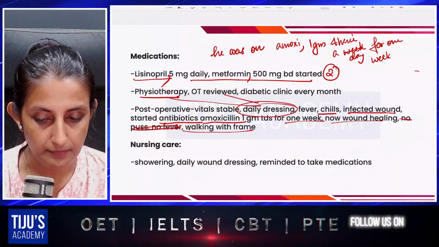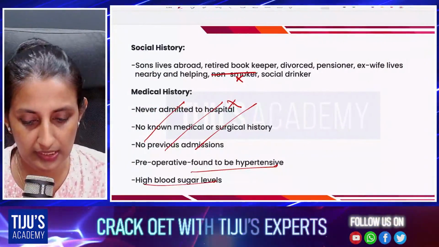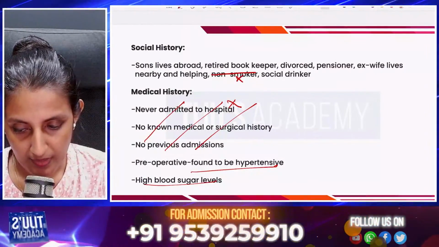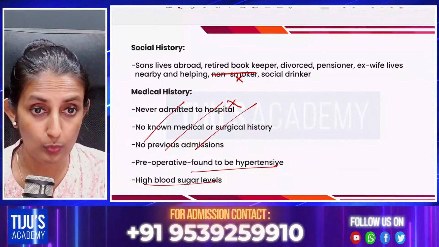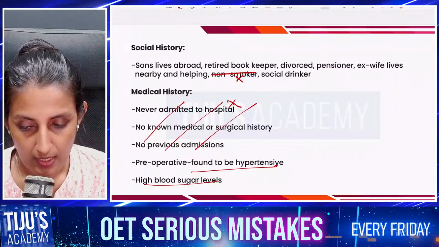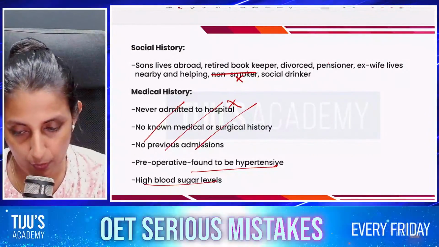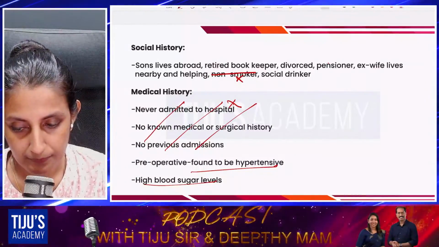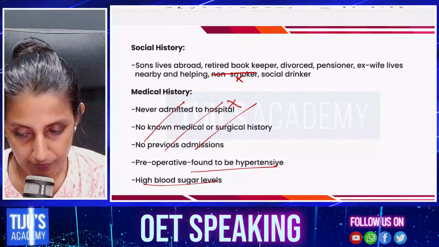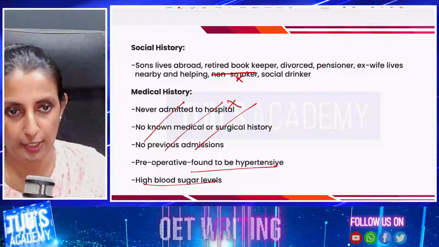ഓക്കെ, സോ ഇതെല്ലാം അവിടെ കഴിഞ്ഞു. സോ പ്രസൻറ്റ് കാര്യങ്ങളെല്ലാം കഴിഞ്ഞ് സോഷ്യൽ കാര്യങ്ങൾ പറയാം. നെക്സ്റ്റ് പാരഗ്രാഫ്. സോ മിസ്റ്റർ ജോർജ് ഈസ് എ റിട്ടയർഡ് ബുക്ക് കീപ്പർ ആൻഡ് who is a pensioner എന്ന് പറയാം. He is a retired bookkeeper and receives monthly pension. His sons lives abroad എന്നുള്ള കാര്യം പറയാം. പിന്നെ എന്താണ്? He gets help from his ex-wife who lives nearby. He drinks alcohol socially. ഇത്രയും കാര്യം പറയാം.